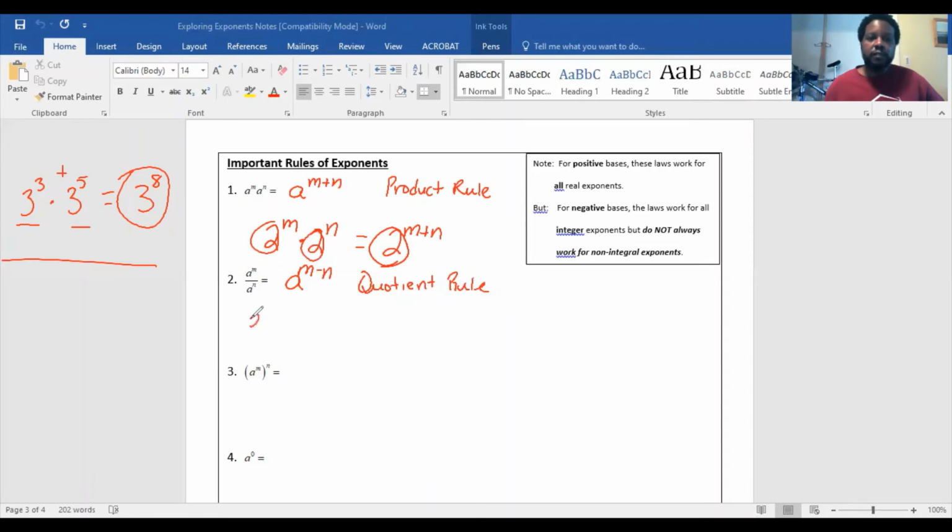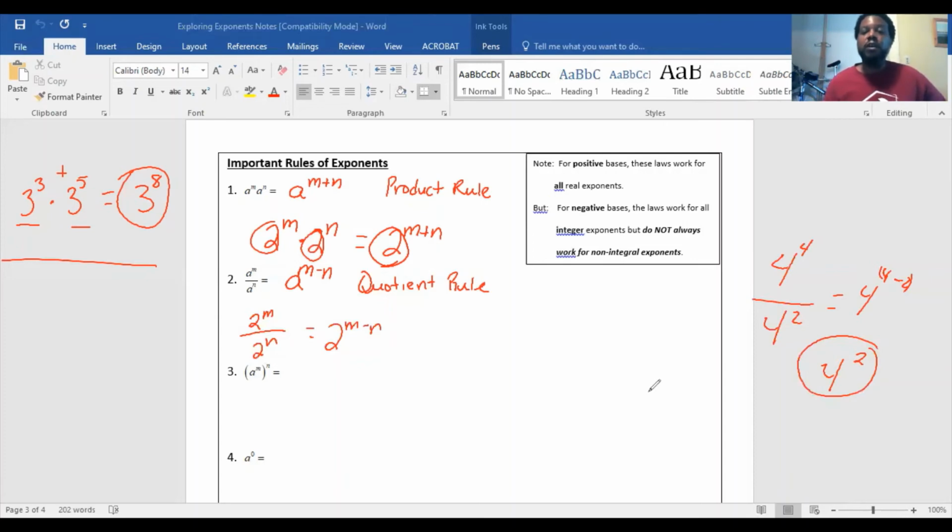It would be 2 to the m divided by 2 to the n would be 2 to the m minus n. Okay, and then a full example with numbers. Again, we'll use 4 this time. We'll just say 4 to the 4th power divided by 4 to the 2nd power. My answer would be 4 to the 4 minus 2. What's 4 minus 2? It's just 2. So my answer would be 4 to the 2nd power. That would be an example of the quotient rule.